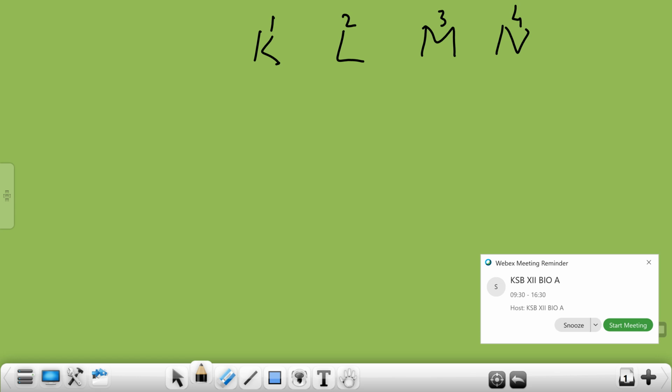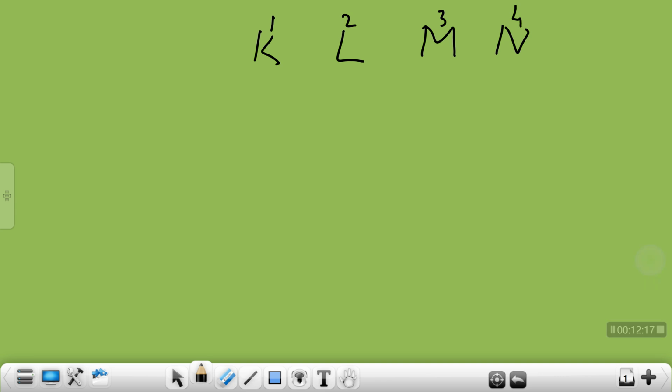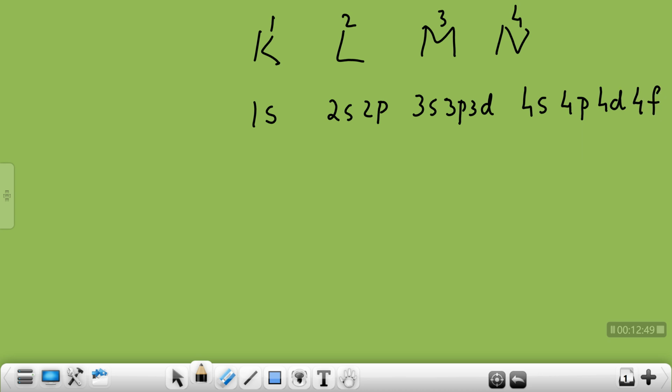That means K is the first shell, it contains only one subshell, namely 1s. L is the second shell, it contains two subshells, namely 2s and 2p. M is the third shell, it contains three subshells, 3s, 3p, 3d. And N is the fourth shell, it contains four subshells, 4s, 4p, 4d and 4f.